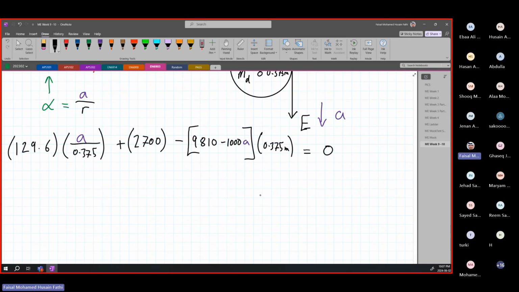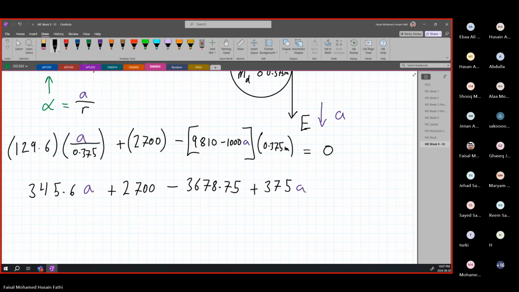So 129.6 divided by 0.375, that is 345.6 A plus 2,700 minus, and we distribute 0.375 inside, so 0.375 times 9810, it's going to be minus 3678.75. Minus and minus becomes plus. 1,000 times 0.375 is 375 A equal 0.